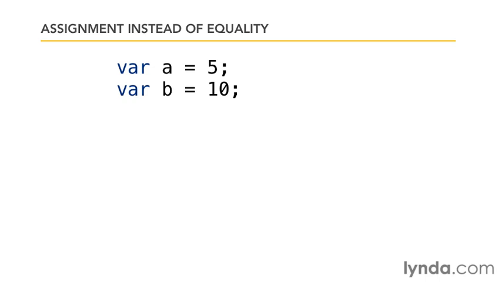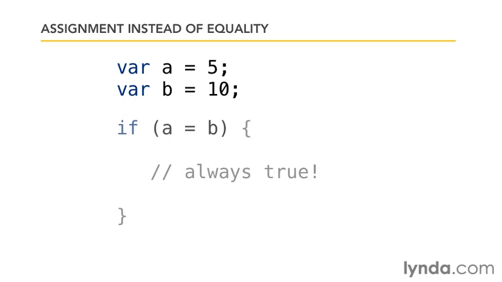using the single equal sign to assign, to set the values of these variables. A little later on in the code, I might write an if statement, and I'm asking, is A equal to B? But I accidentally used the single equal sign instead of the double equal sign. Well, we have a problem now.